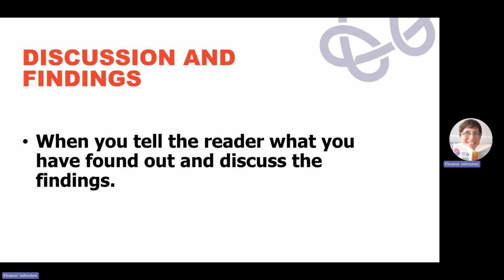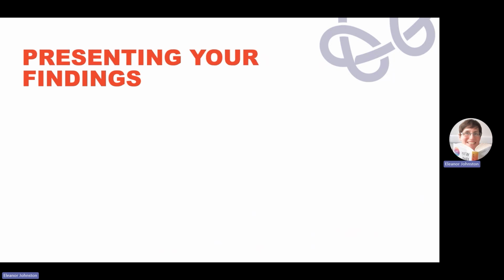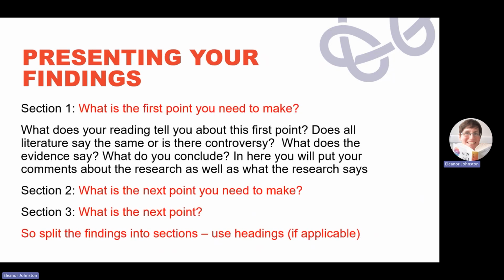Then you must discuss your findings, so telling your reader what you have found out and discussing those findings. When you present them, you say what's the first point you need to make. So you might present them as little headings. And then within these headings, just think about what does the reading tell you about this first point? Does the literature say the same, or is there controversy between researchers? What does the evidence say, and what do you conclude? So in here, you'll put your comments about the research as well as what the research says. So you can repeat that for each of your points that you make.